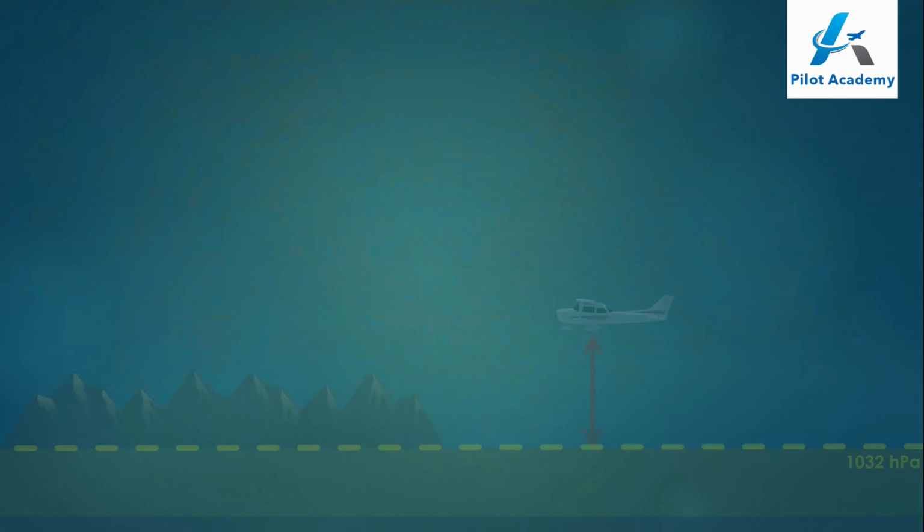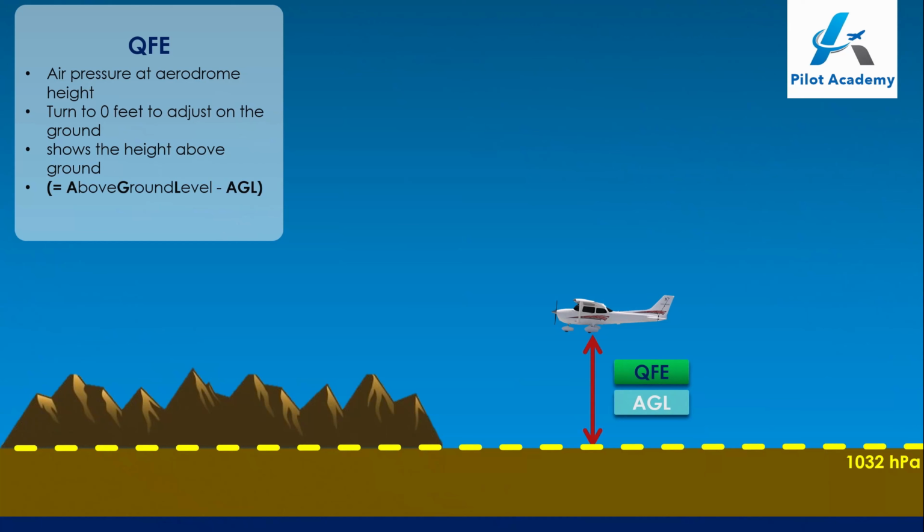Let's start with the QFE. The QFE is the air pressure at aerodrome level. If you have set this, then the altimeter displays the altitude above ground level, so HGL. This means that if you want to set the QFE, you turn the altimeter on the ground to 0 feet. This means that you will always see the height above this reference surface or the height above the ground when flying. This is often set for training flights in the aerodrome circuit. As a rule, however, the QNH is more likely to be used.